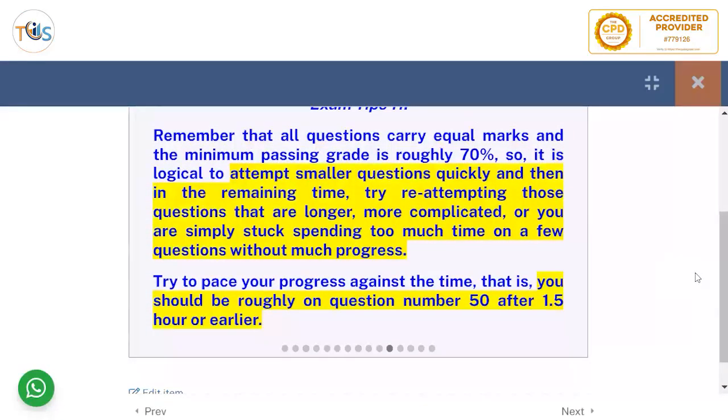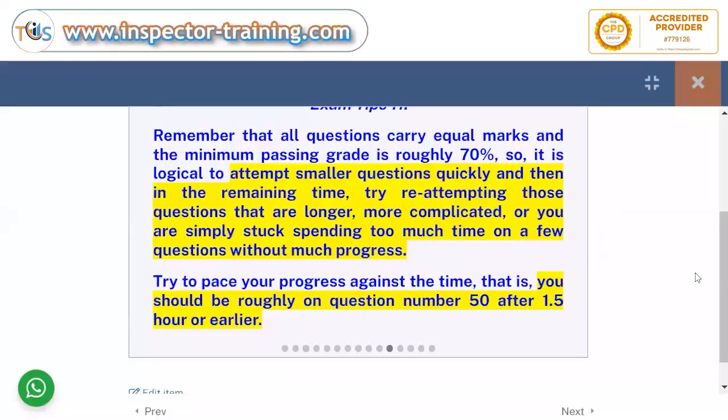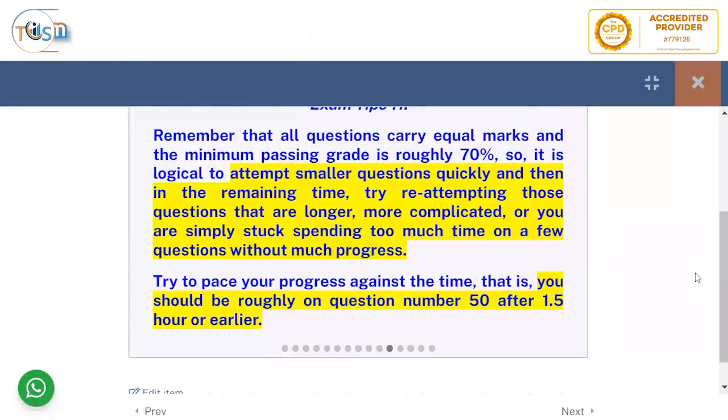Minimum passing rate is roughly 70%, or a minimum 400 on a scale of maximum 500. So attempt the smaller questions quickly, and then in the remaining time try reattempting those questions that are longer, more complicated, or where you're simply stuck spending too much time without much progress.